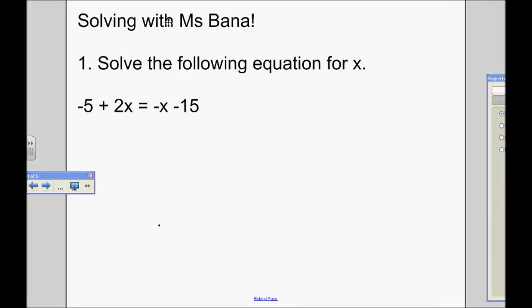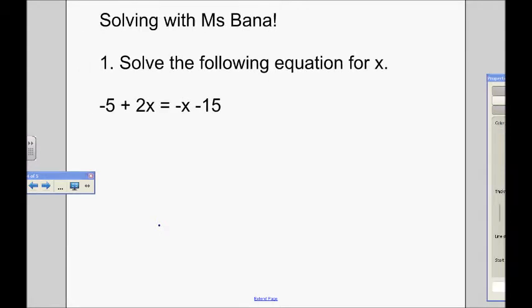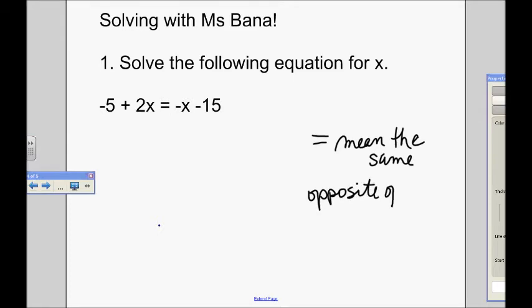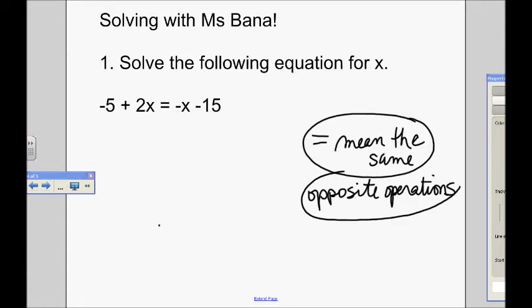Okay, so solving equations with Miss Bannon, number 2. Again, I just want to remind you of a couple of rules that you need to remember. First rule is that equals means the same. Second rule, we're going to use opposite operations. Remember this. I took a long time to write it. Two things: opposite operations, same thing on both sides of the equal sign.